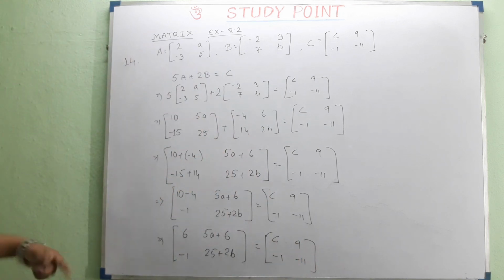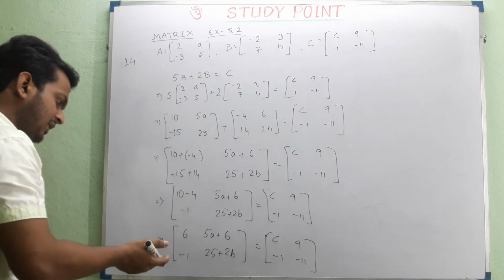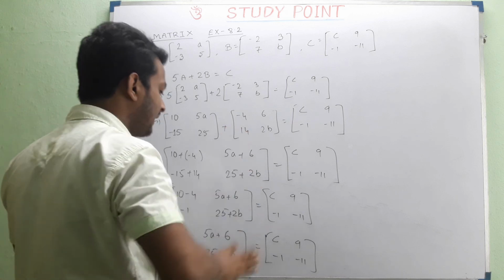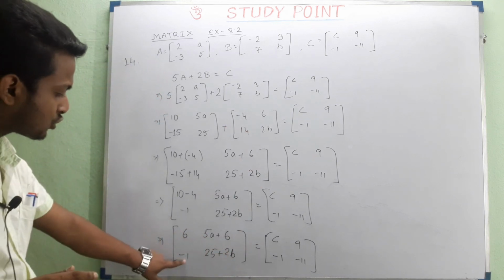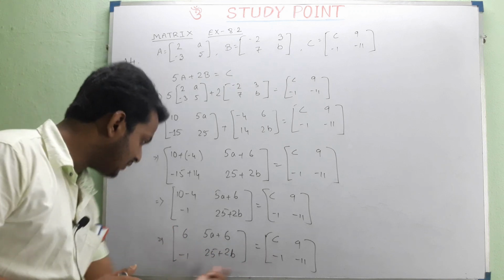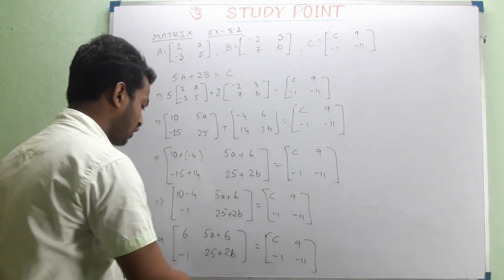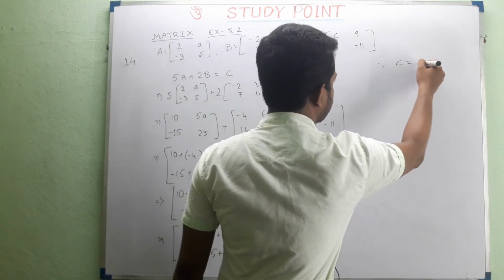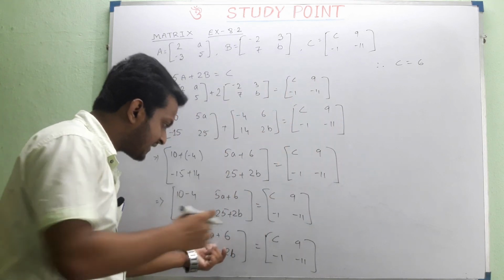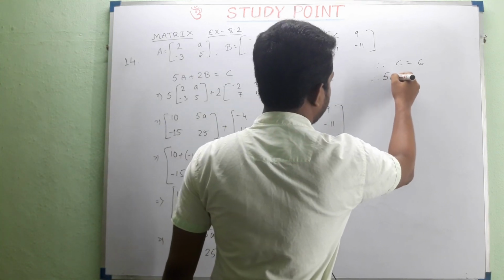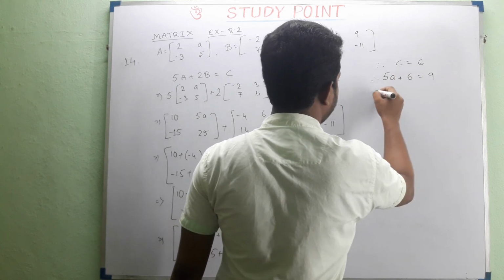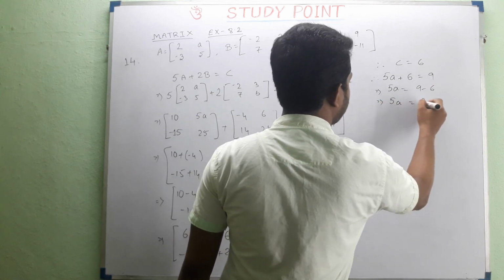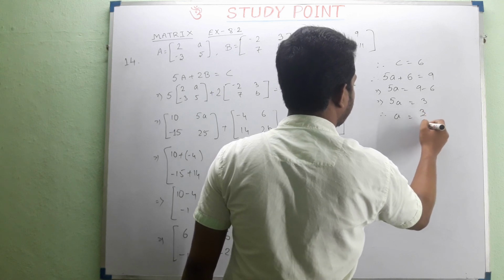Now by solving both of these sides, as I said in the last line, if one element contains only a constant term, then that should be equal to the other side. See, here it is minus 1, here also minus 1. So by comparing both sides, we can say that the value of C is 6, therefore C equals 6. This 5a plus 6 will be equal to 9. 5a plus 6 equals 9. So from here we can say 5a equals 3, therefore a equals 3 by 5.